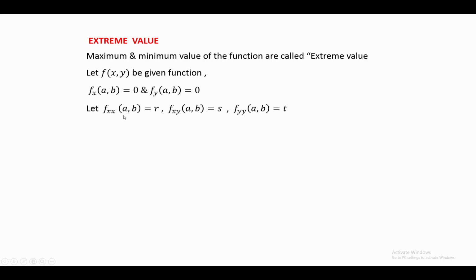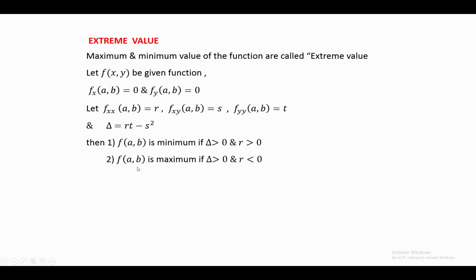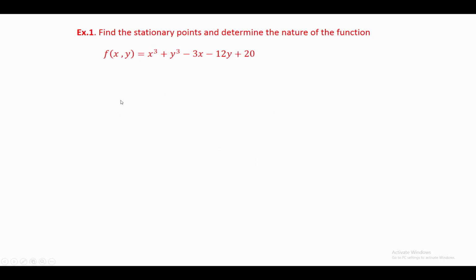Then find out f_xx at (a,b), denote this as R. f_xy at (a,b), denote this as S. And f_yy at (a,b) as T. And we know delta equals RT minus S square. Then number 1, f(a,b) is minimum if delta is positive and R is positive. f(a,b) is maximum if delta is positive and R is negative, and (a,b) is a saddle point if delta is negative, and the case is doubtful when delta equals 0. By using this method and these formulas, let us evaluate more examples.